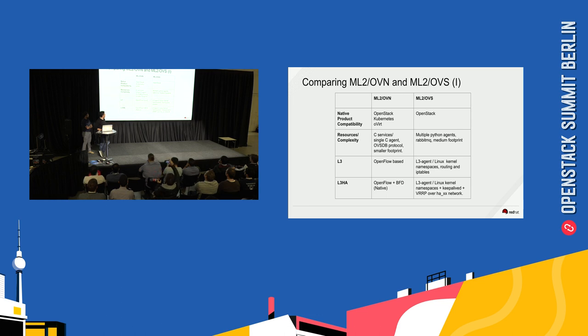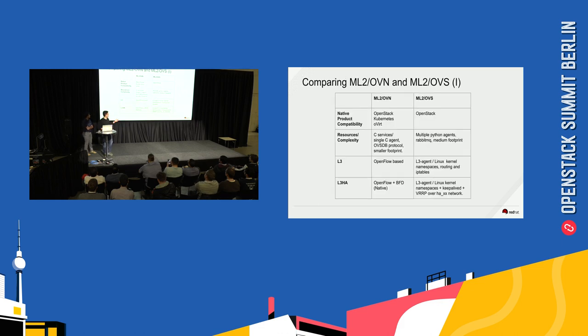It's a better approach. Also, most of it is OpenFlow based, so we don't need most of the helper processes used in the ML2 OVS reference implementation, such as KeepAliveD, dnsmasq, and HAProxy. So we are getting rid of those. Basically, most of the stuff is implemented in OpenFlow natively via OVN Controller. So that is also a huge advantage.